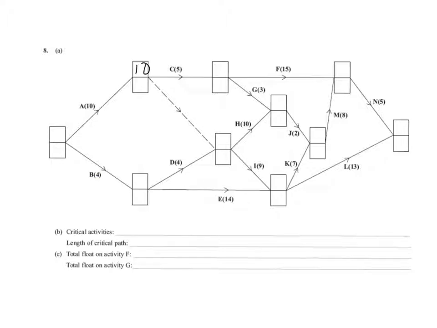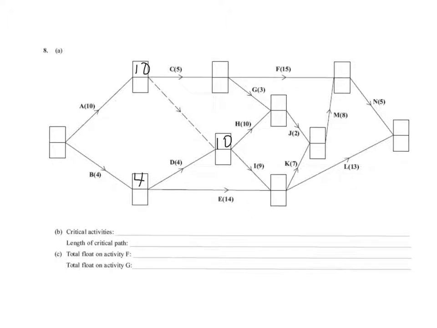What's the earliest time we can complete activity B? That's after 4 days. Now if we consider this node here, it requires B and D to be completed, and it requires A to be completed. So what's the earliest time we can arrive at this event here? Obviously this is going to take 8 days, but this takes 10 days. So the earliest time we can arrive here is at 10 days.